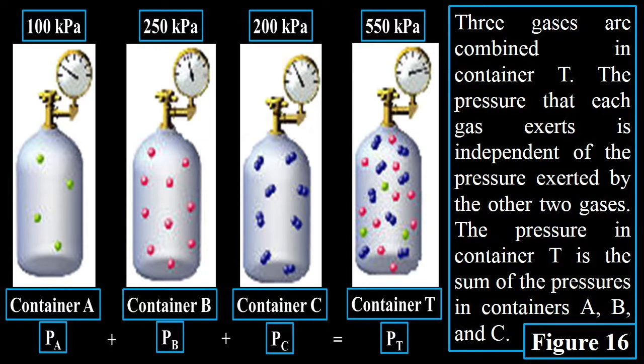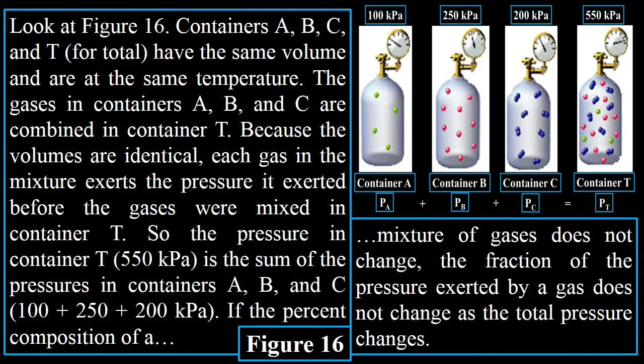Here's an example. Three gases are combined in container T. The pressure that each gas exerts is independent of the pressure exerted by the other two gases. Now, we're talking about ideal gas laws, essentially, aren't we? The pressure in container T is the sum of the pressures in containers A, B, and C. So container T, T for total, is going to be the sum.